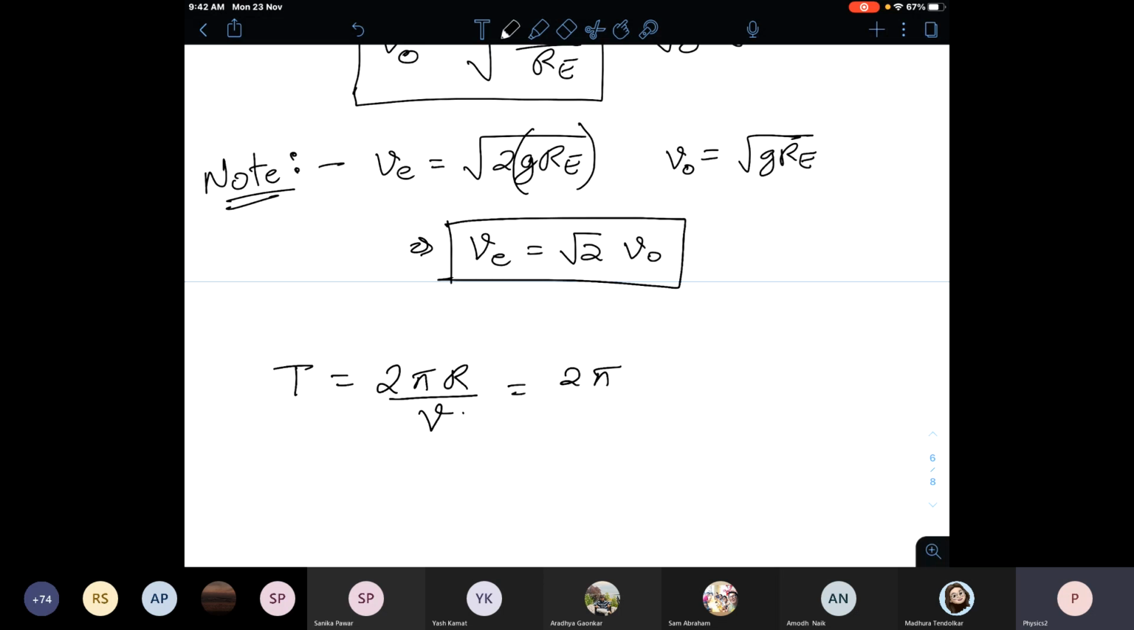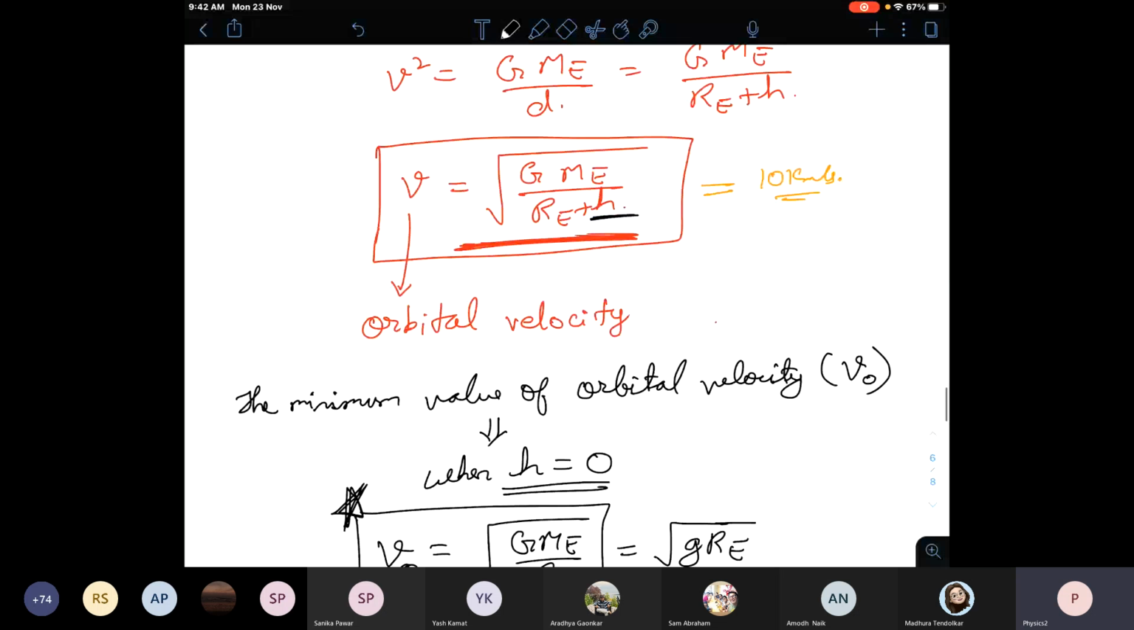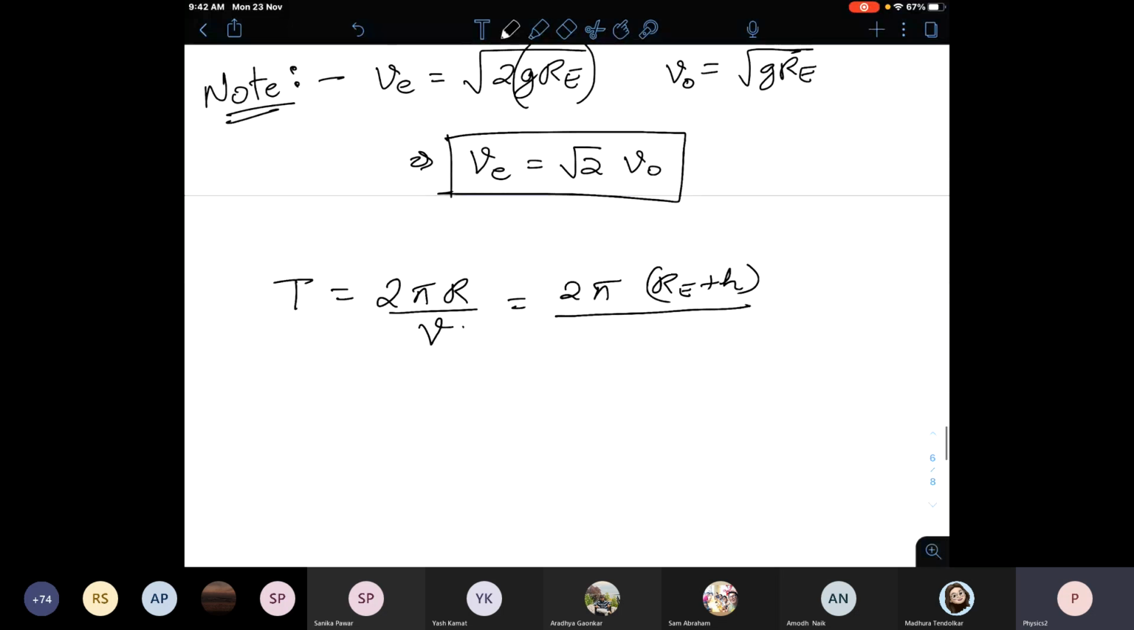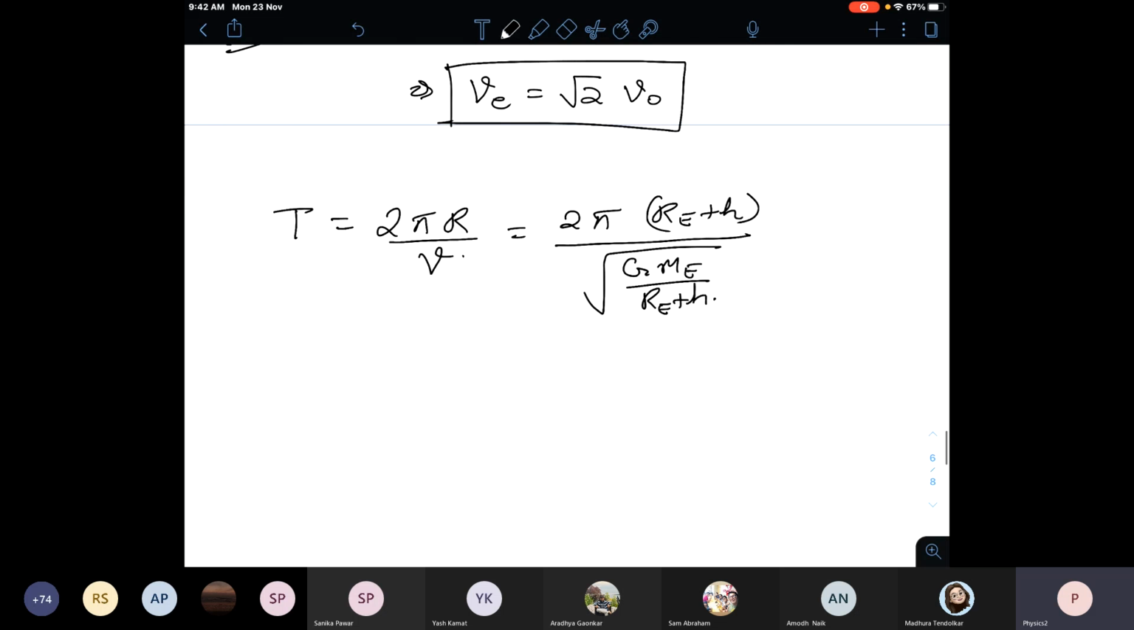Now, what is 2 pi r? R in this case is d, that is Re plus h. And velocity we have just calculated, this orbital velocity, under root of G Me upon Re plus h. So this can be replaced over here. If you simplify it, this will be 2 pi (Re plus h) raised to power 3 by 2 upon under root of G Me.